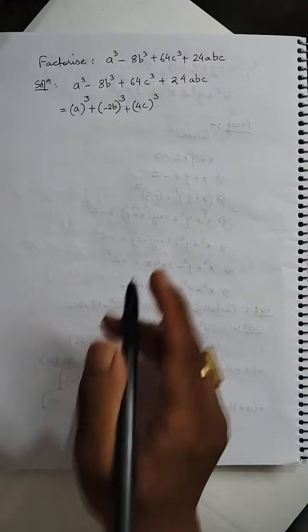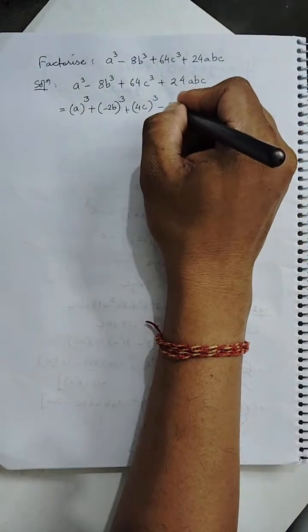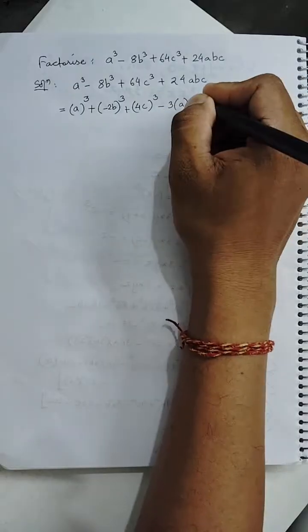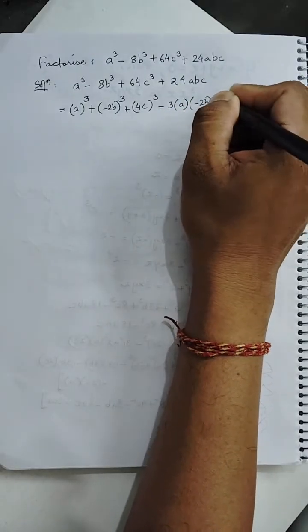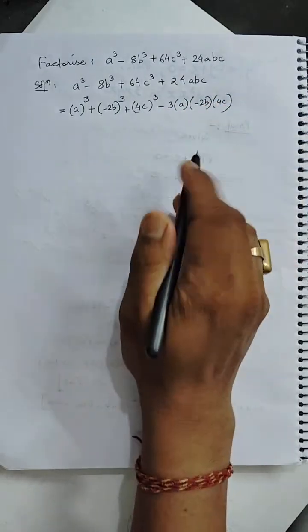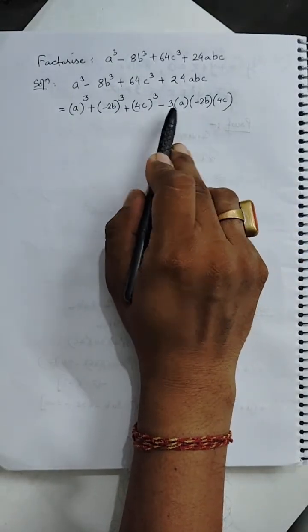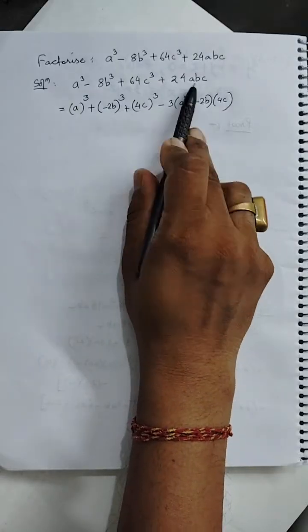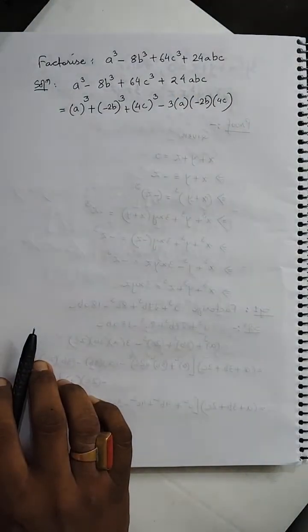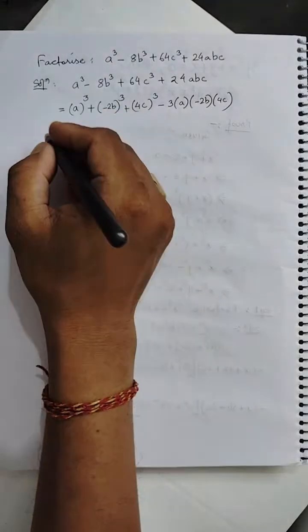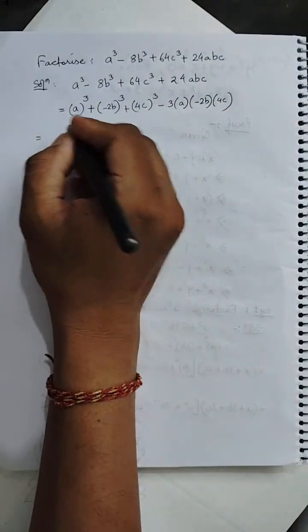Okay, and then minus 3 into a into minus 2b into 4c. You can cross check. Negative and negative gives positive. 4 into 2 is 8, 8 into 3 is 24, and a into b into c is abc. Okay, so now we can proceed.